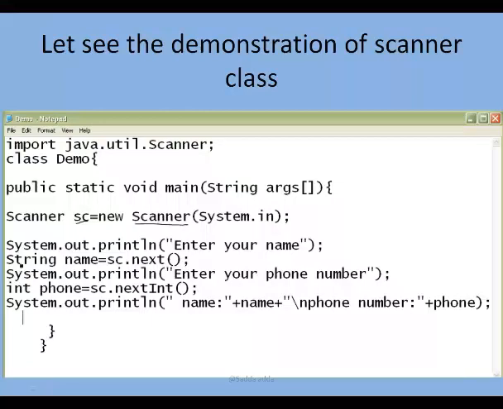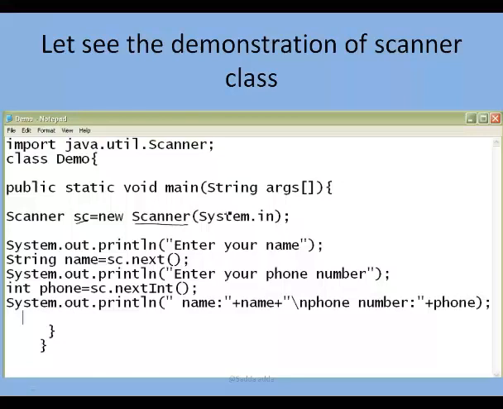Here String is the data type, name is a variable. It is equal to sc.next(). As I told you, using this reference variable, which holds the address of this class object, you can access the methods belonging to that class. If I want to access the methods of this class, you require an object. You have to create the object.